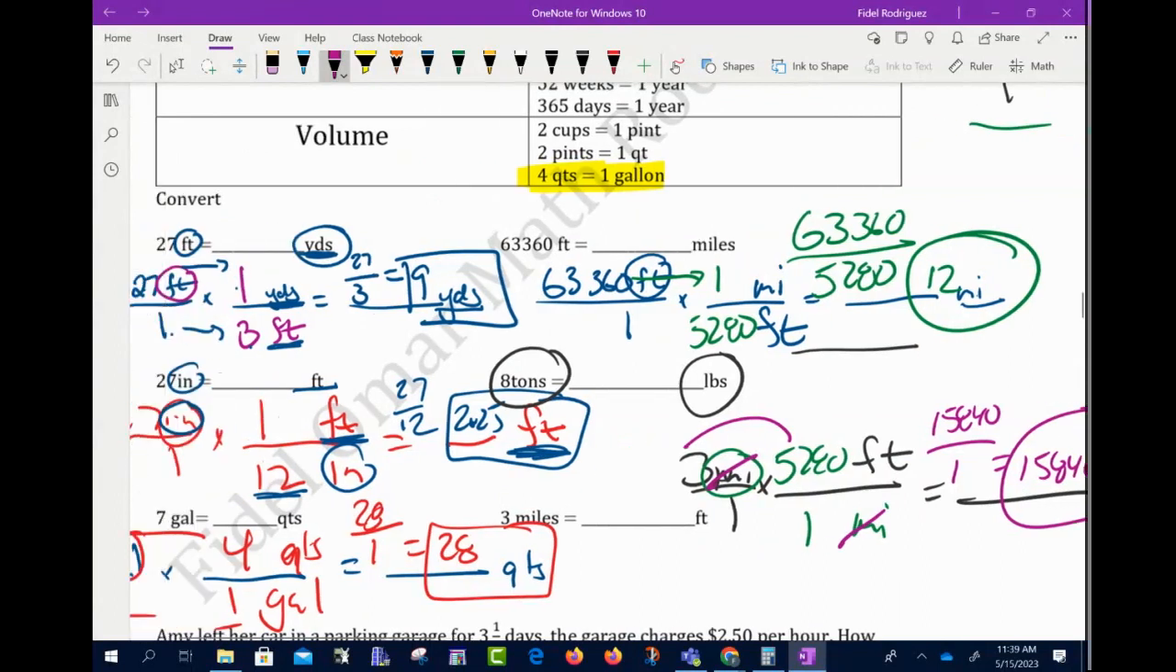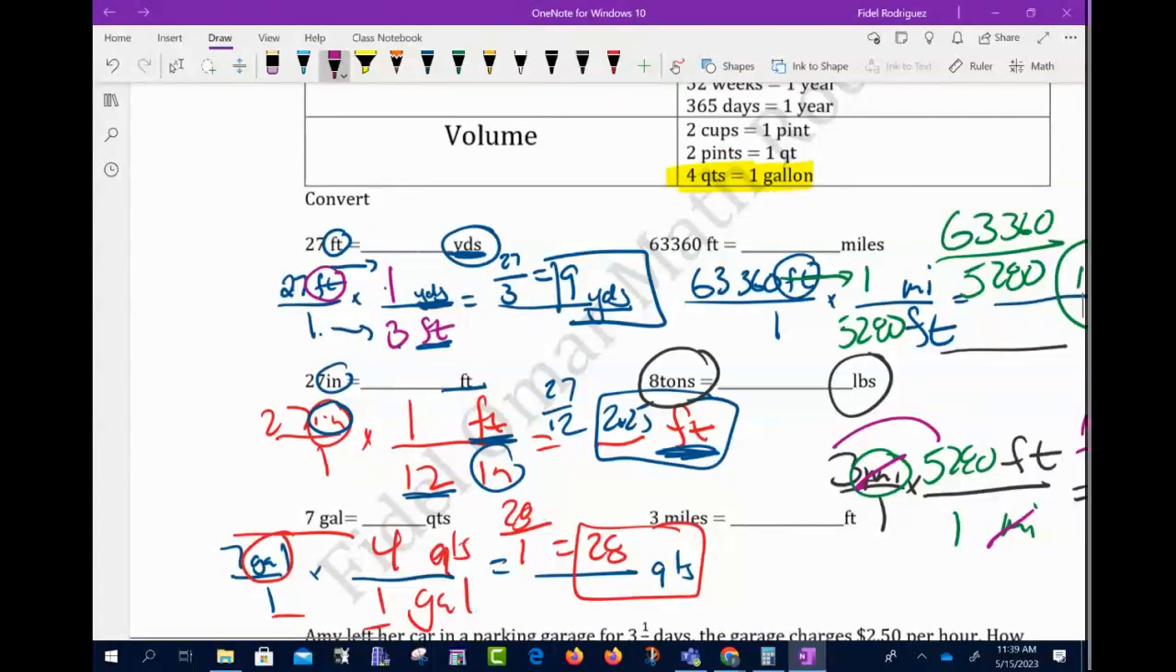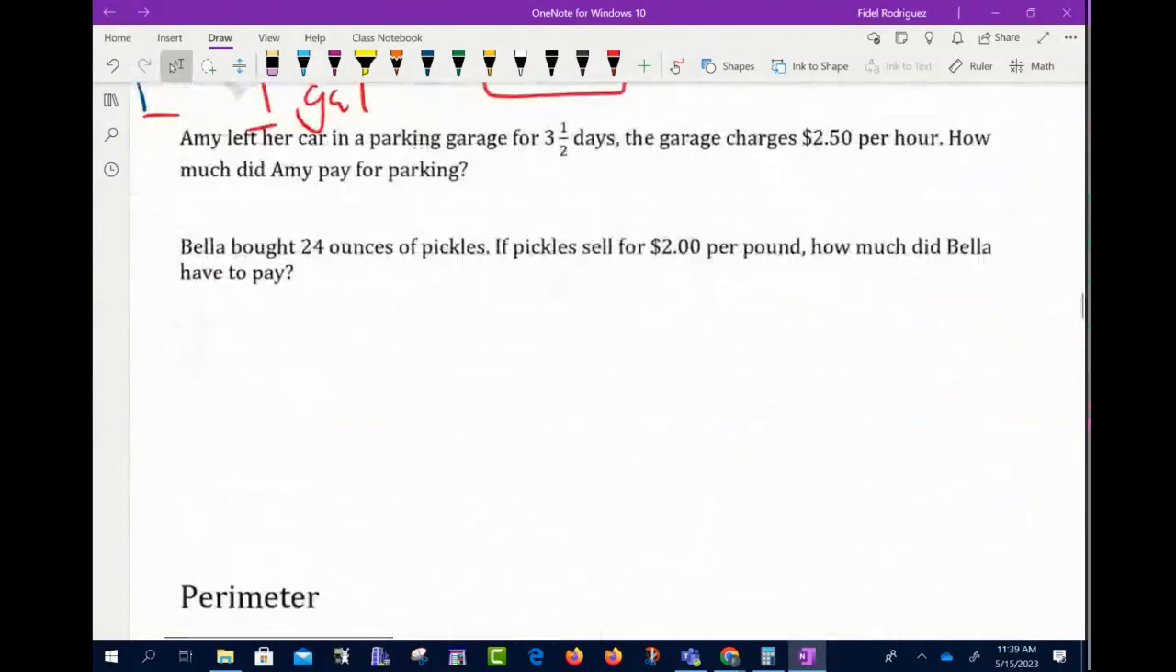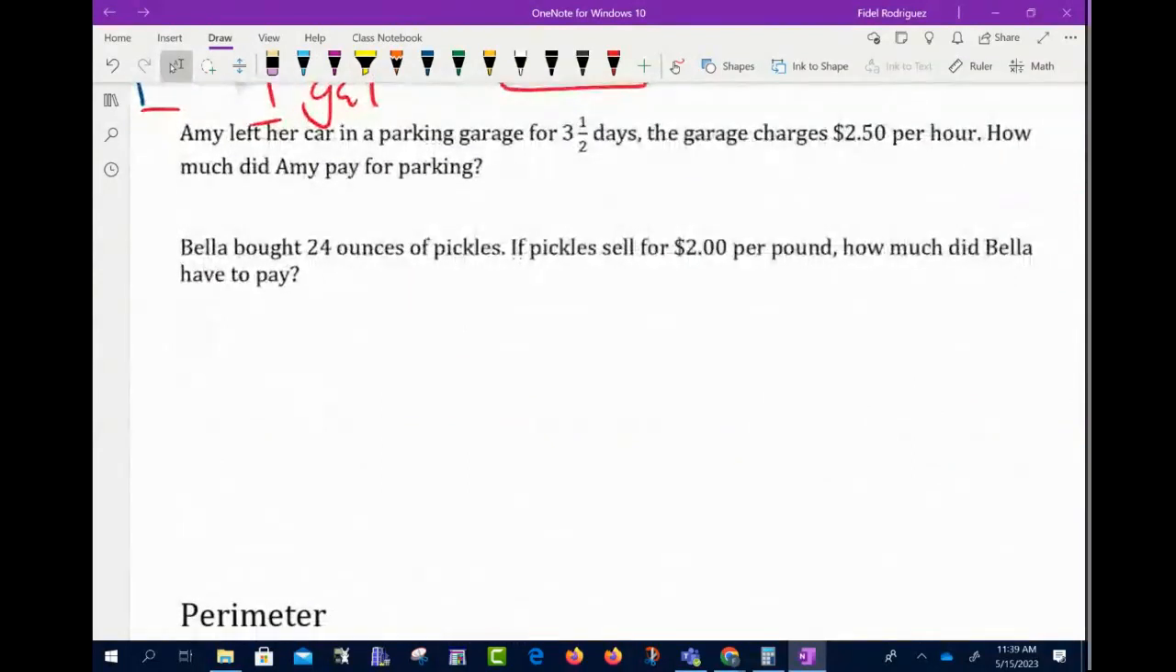Okay. But what I want you to think about is, let's look at this problem here. These next 2 problems, y'all, are problems that you would more likely see something like this on the test, where we're still going to have to do a little bit of converting here. Look, y'all, it says Amy left her car in the parking garage for 3.5 days, but the garage charges parking per hour. We want to know how much is Amy going to have to pay for parking.